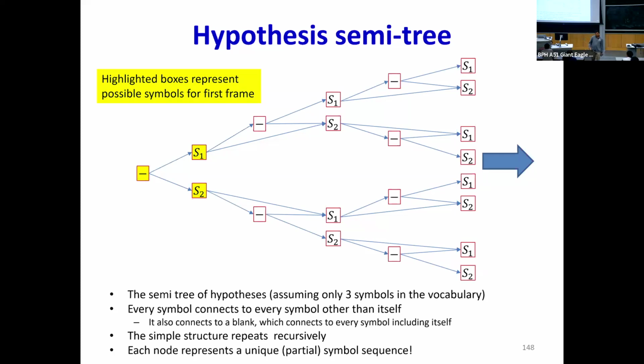This tree is only considering mandatory blanks. It's not considering optional blanks. There is an optional blank. So, I can have S1, S2, S1, S2, blank, S1, right? Everything is considered, right?